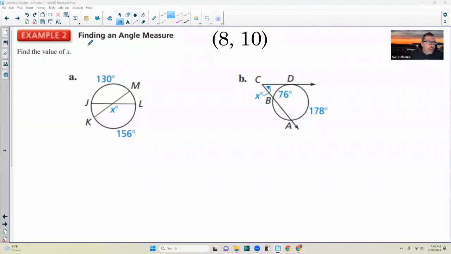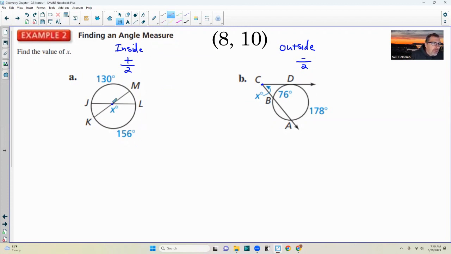Okay, so let's find an angle measure. Find the value of x. What kind of angle is this? Where do the two chords intersect? Well, it's inside the circle. So this is inside, so we add, and divide by 2. How about this one? The angle's here. We have a tangent and a secant. That is outside. So when it's outside, we subtract and then divide by 2. So: add, divide by 2; subtract, divide by 2. Those are the rules.